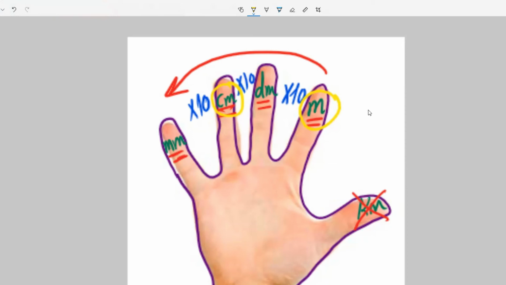Okay, so as we all know, 10 multiplied by 10 equals 100, right? So if you move two fingers, you have to multiply by 10 and then multiply by 10. So if you move from this finger to this finger, from meter to centimeter, you have to multiply by 10 and then multiply by 10 again, because you moved two fingers. So you have to multiply by 100. Okay, another question.